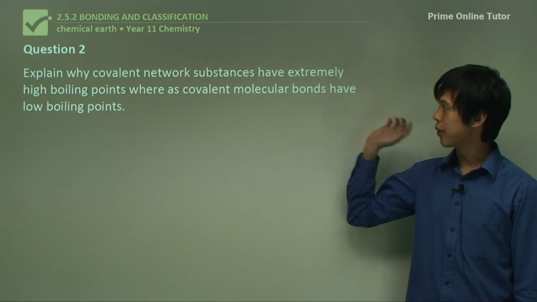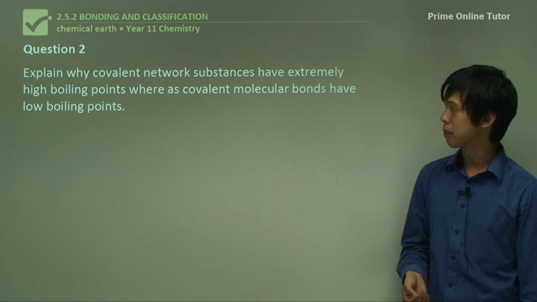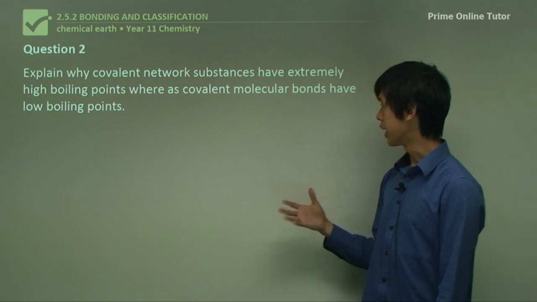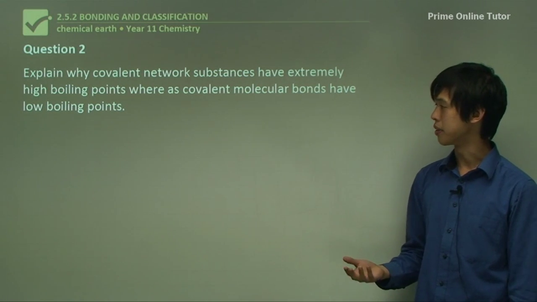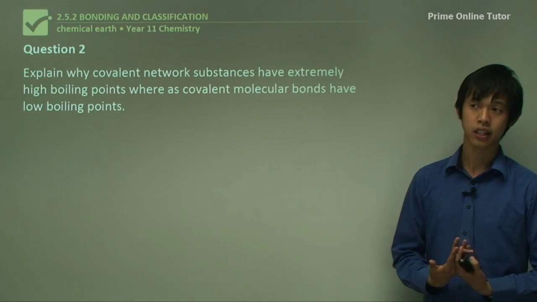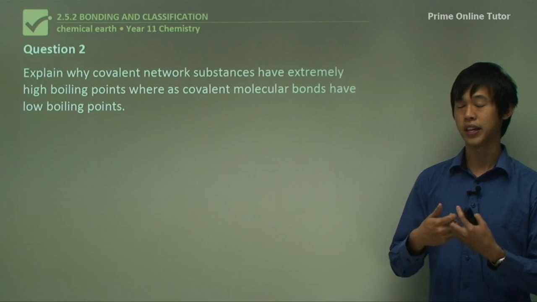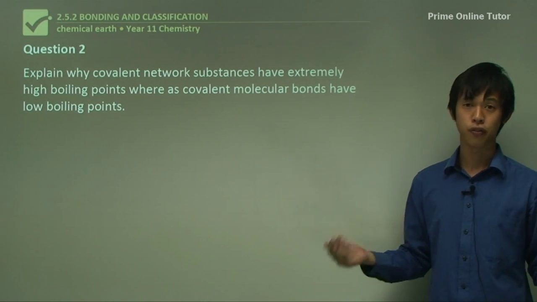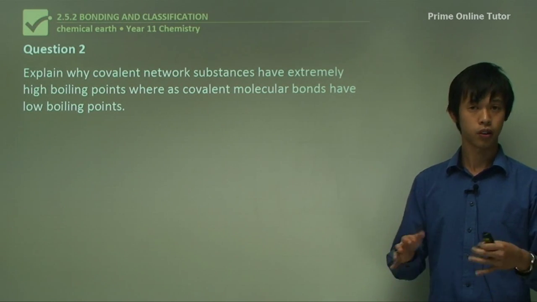Explain why covalent network substances have extremely high boiling points, whereas covalent molecular substances have low boiling points. Okay. So why, if they're bonded with covalent molecular or covalent network, do they have such differing boiling points, even though they're all covalently bonded?